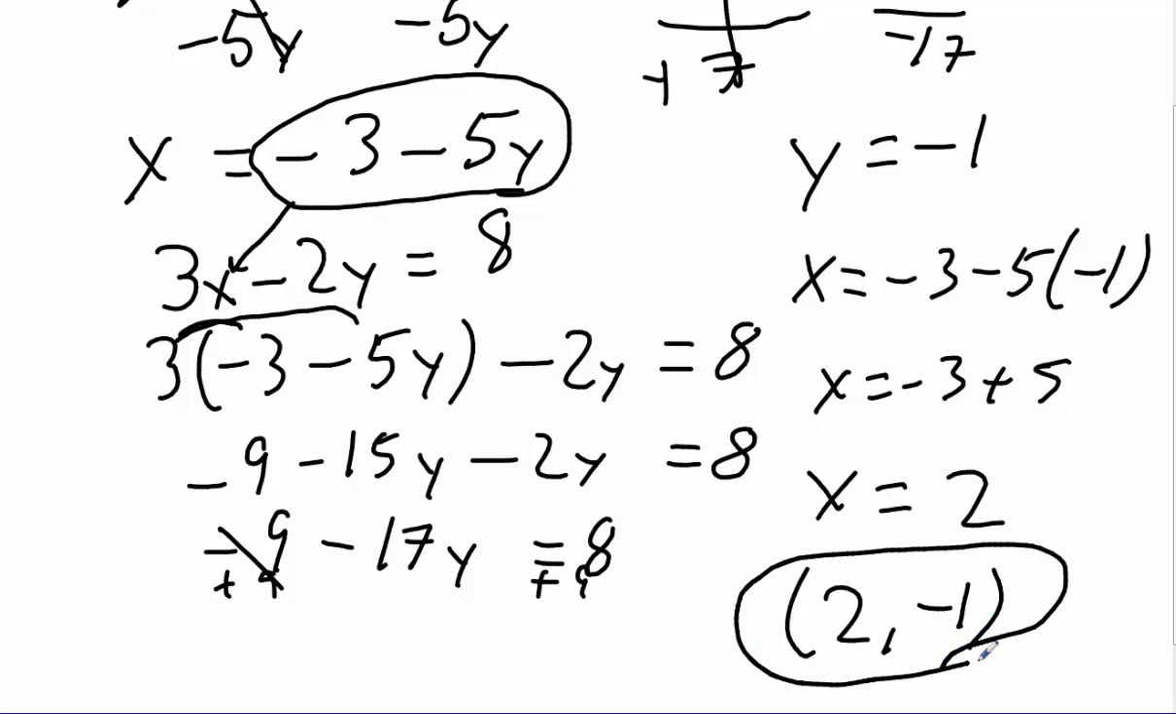Again, just like the last problem, we can plug 2 and negative 1 in for x and y, simplify, and your equations will be equal, since 2 comma negative 1 is our solution. And these are the two practice problems I'm going to give you for substitution to solve a system of equations.